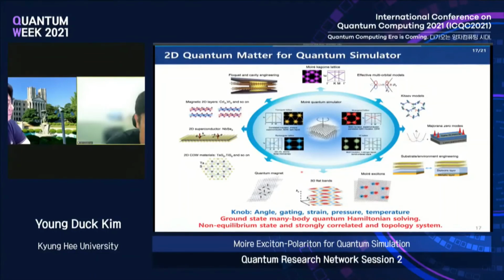The next question is from Professor Jae-Young Kim. Unlike the optical lattice, even though some programming is available with the Moire lattice, it should maintain certain periodic properties. Can it simulate an arbitrary lattice?